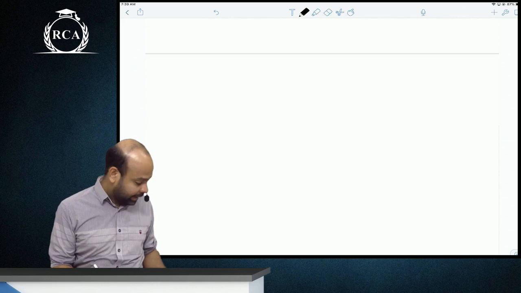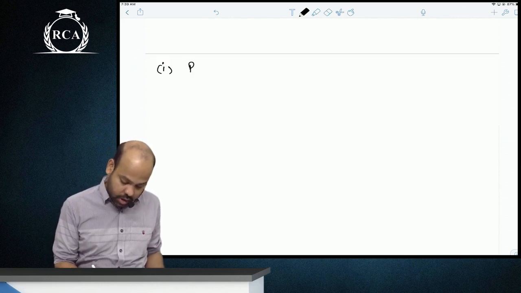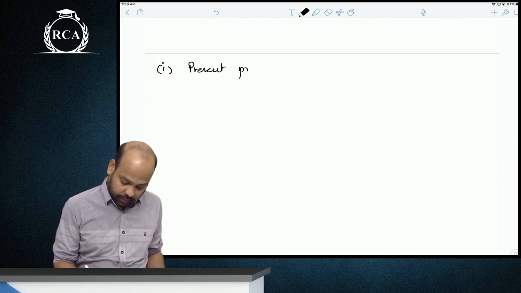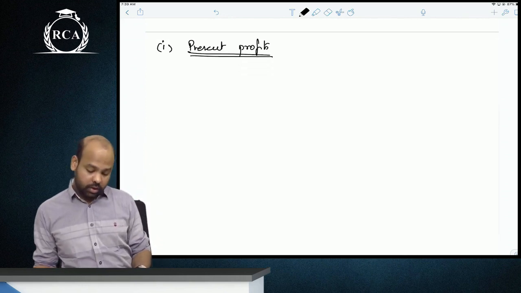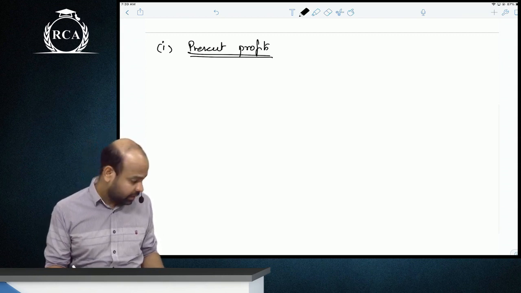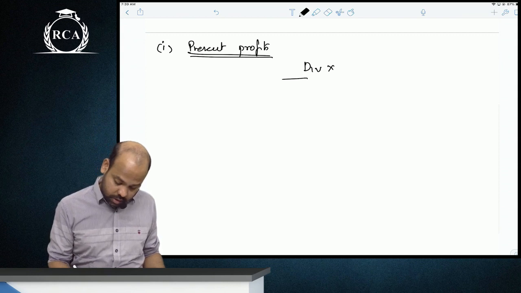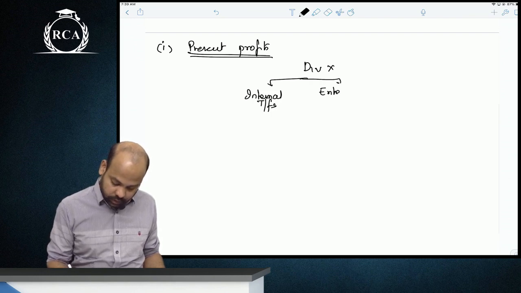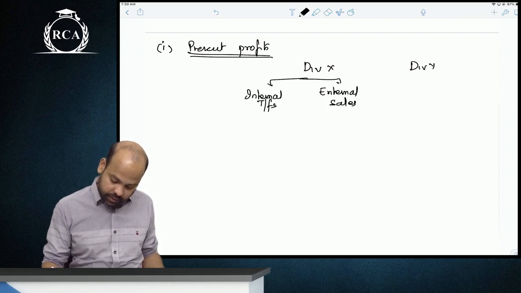Now we will write the first part, present profits. Here the first one is division X, where I'll write internal transfers and external sales. Then division Y, external sales.